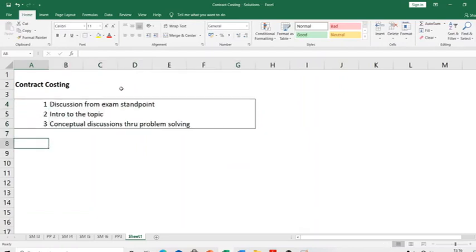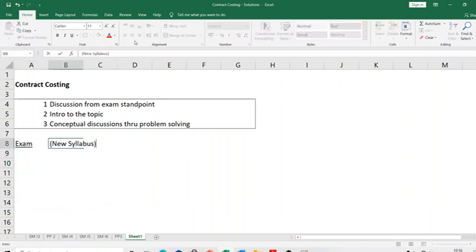We will have a discussion about this from the exam standpoint. So first of all, when you look at it from an exam standpoint, as far as I have observed the past exam question papers, and I'm specifically talking about the new syllabus, I can't really say that in every exam you are likely to get a question on contract costing, because what I have seen is that not in all exams do you get a question in contract costing.